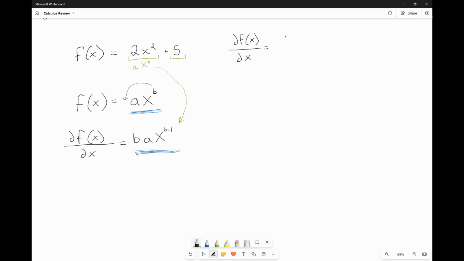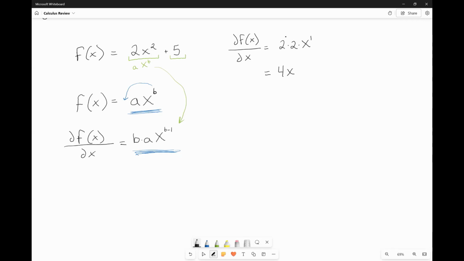So b is 2, so here's 2, times a, again a is 2, so 2 times 2. Then we have the variable x, and the exponent is b minus 1. So b is 2, so 2 minus 1 is 1. There's our derivative, and we can simplify that. 2 times 2 is 4, and x to the 1 power is just x. So there's the derivative for the first term.